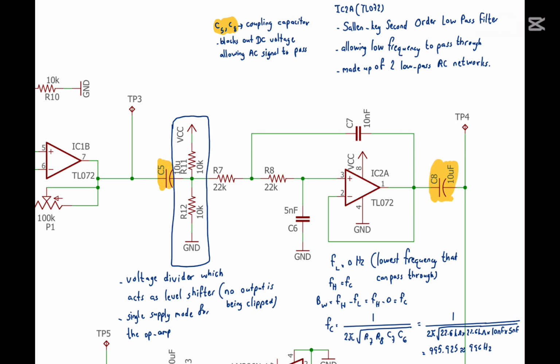We can determine FC by this equation: 1 over 2 pi square root of R7, R8, C7, and C6. The value we will get is approximately 995.925. When we round up, it will become 996 Hz.